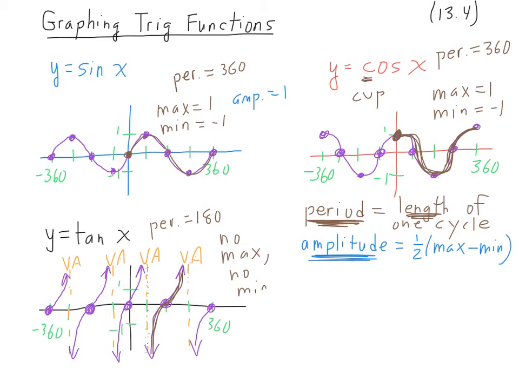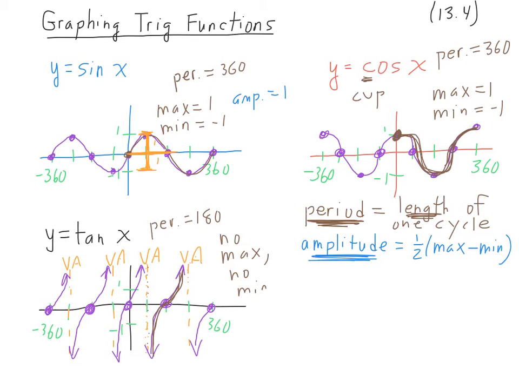If we were to look at this vertical distance between the max and the min, from 1 to -1, that vertical distance, of course, would be 2. Half of that would be 1. So it's really the distance here from, in this case, the x-axis up to the max, or the x-axis down to the min. Those are each a distance of 1.